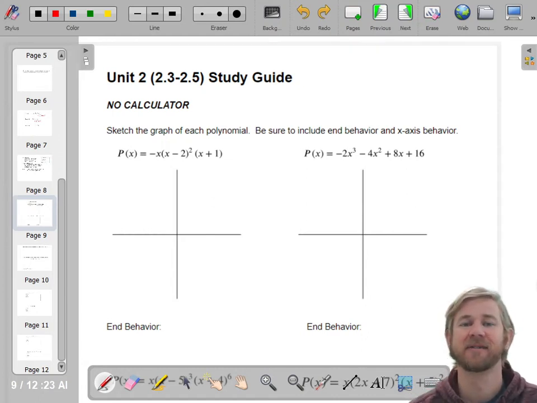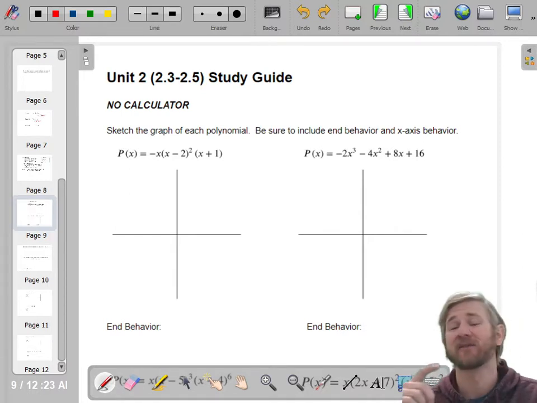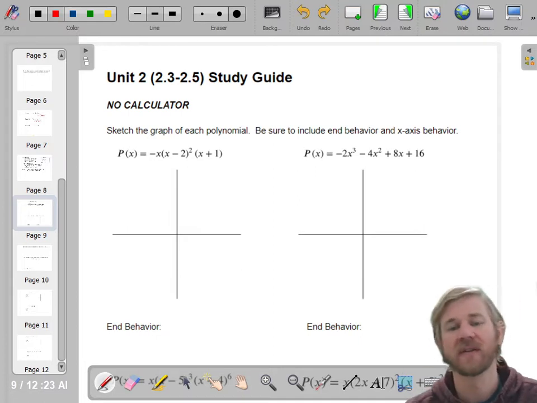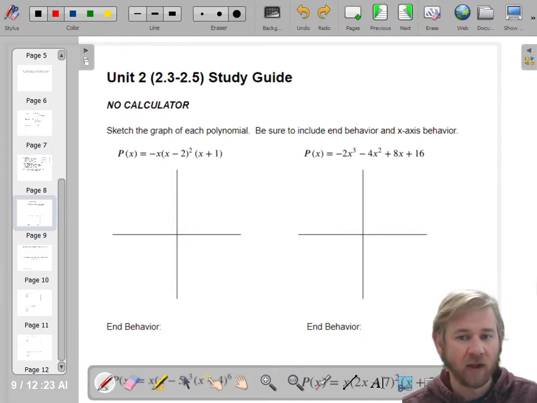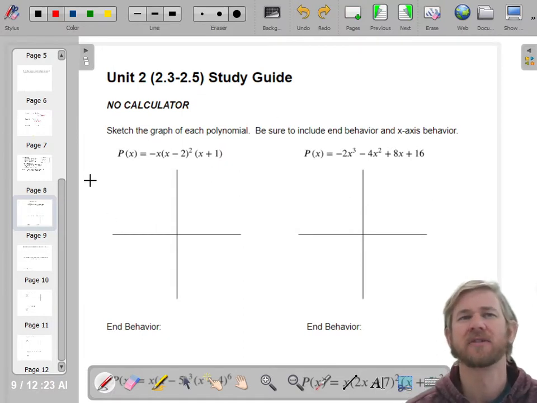We got sections 2.3 to 2.5. This is all about polynomials. So you need to be able to graph them and describe end behavior and tell me what's going to happen on the x-axis and find zeros and use long division and synthetic division. It's all in here. We're trying to make it so that it's kind of all one big problem. But first, let's do some of these just graphing.